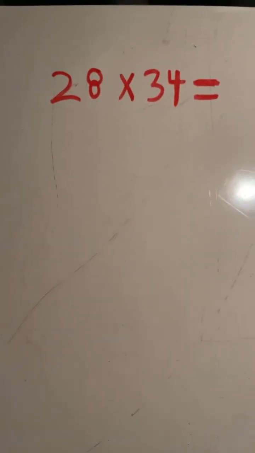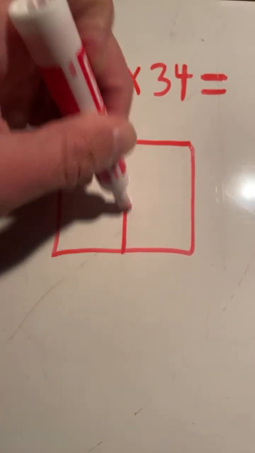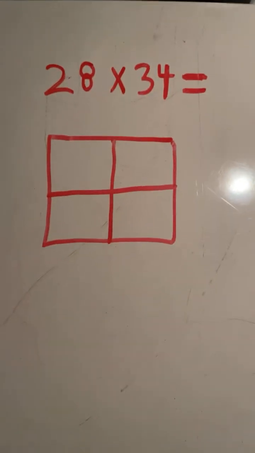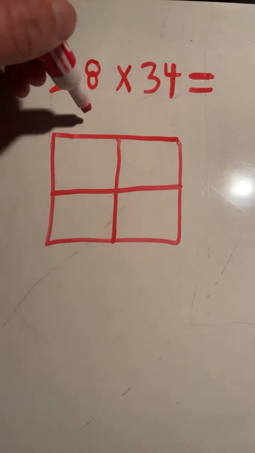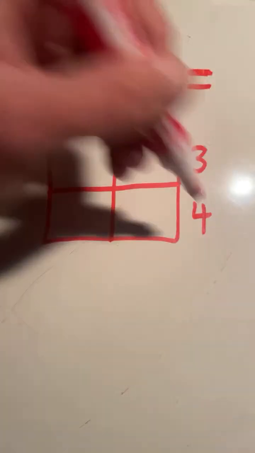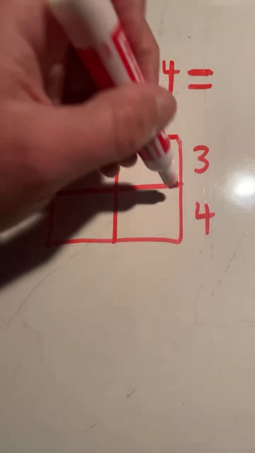All right, 28 times 34. So we have the 2 and the 8. We have the 3 and the 4. Now I'm going to make my line across each square. So we have triangles.